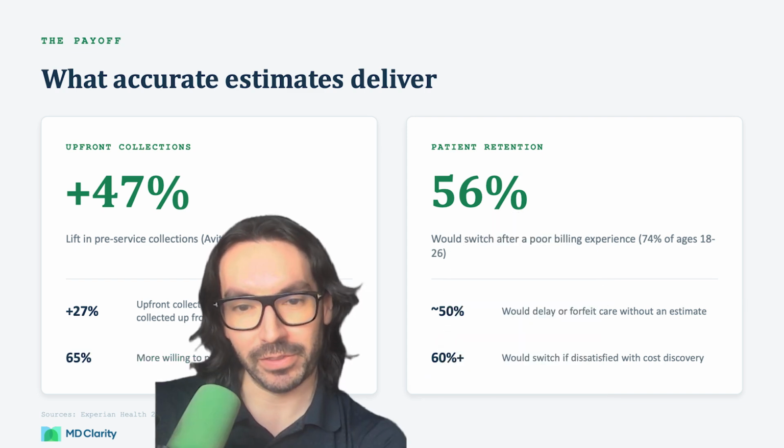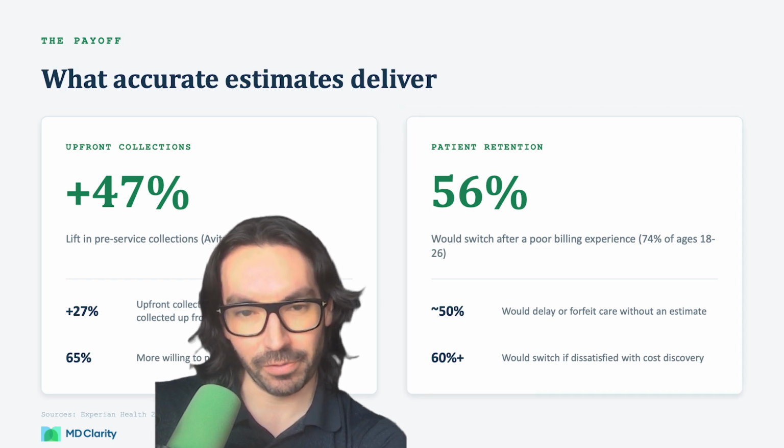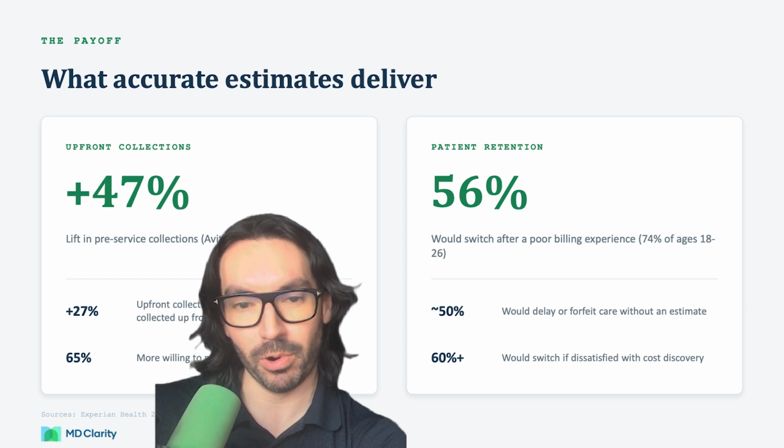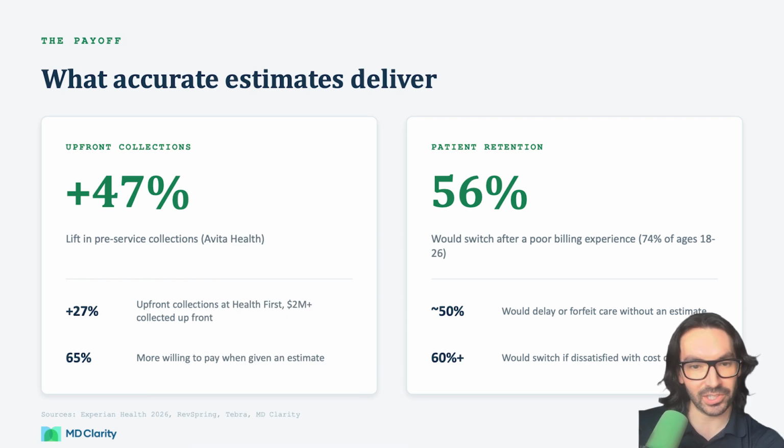There's a second payoff that providers tend to underrate, and that's retention. In Experian Health's 2026 survey, almost half of patients said they delay or forfeit care without an accurate estimate. And in a separate survey, 56% said they'd switch providers after a poor billing experience, a figure that rises to 74% among patients aged 18 to 26. A clear estimate does more than help your billing. It's how you keep your patients.